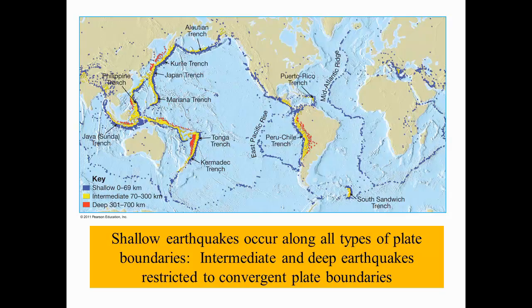But just looking at this map, we find that shallow earthquakes, the blue dots, occur along all types of plate boundaries. On the other hand, note that the intermediate and deep earthquakes are restricted to convergent plate boundaries. In other words, all of the plate margins where reds and yellows are plotted are convergent plate boundaries, subduction zones.